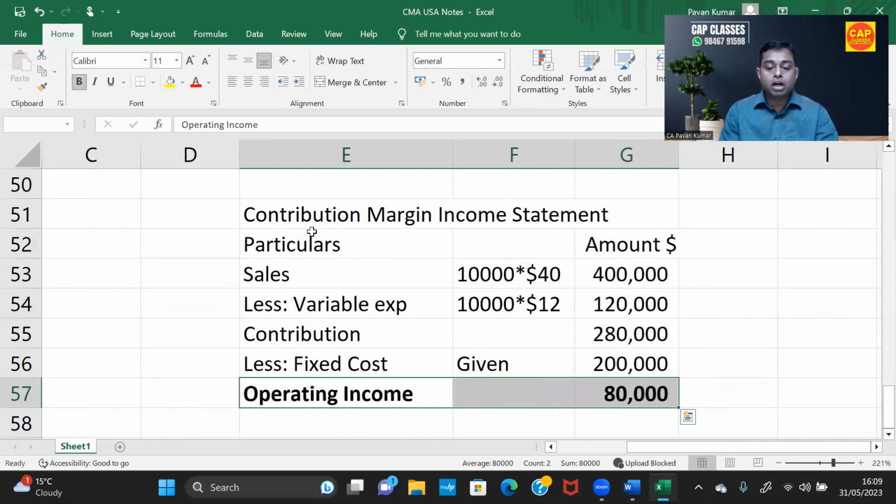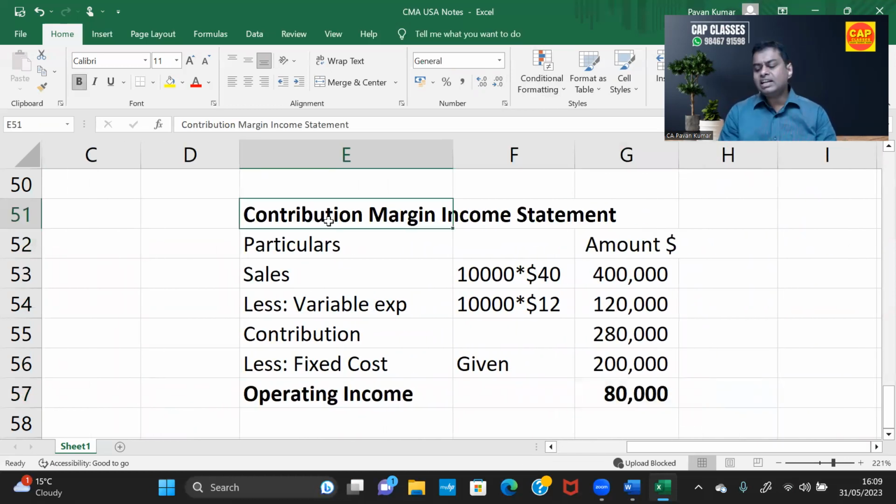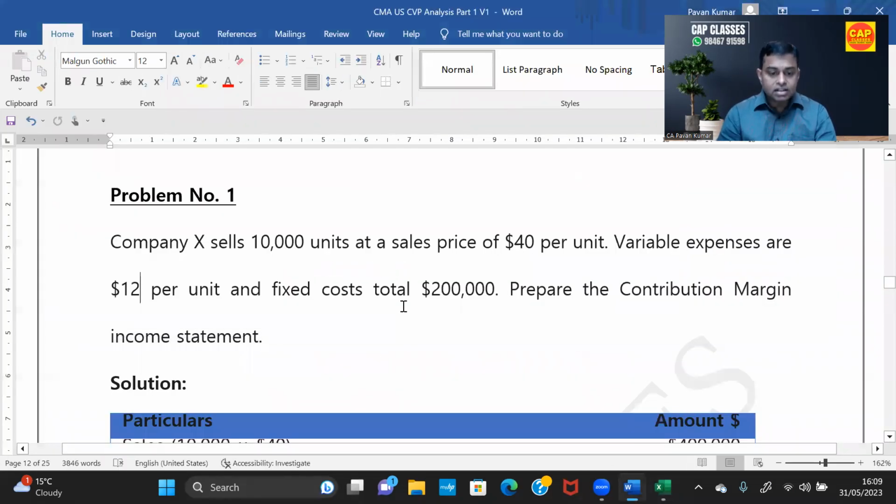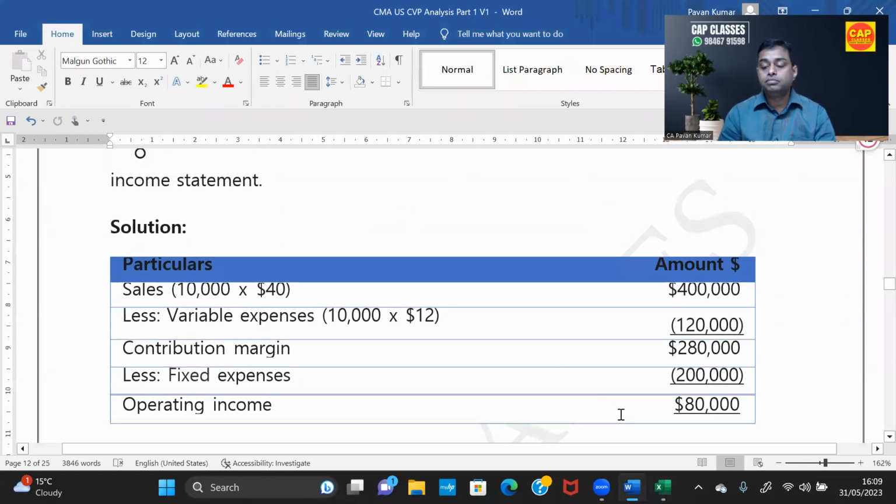So this is what we call the contribution margin income statement. Whatever the question is in CVP analysis or in marginal costing, we have to prepare this contribution margin income statement, whether it is asked or not, because all the formulae that are to be applied, we use this particular statement. So with this, we completed question number 1. $80,000 we got. So this is our session 1.